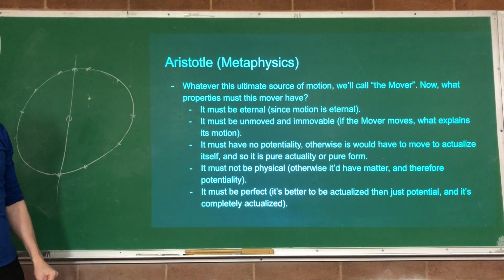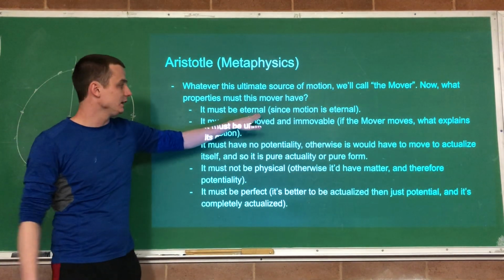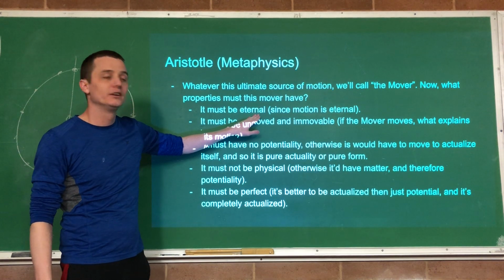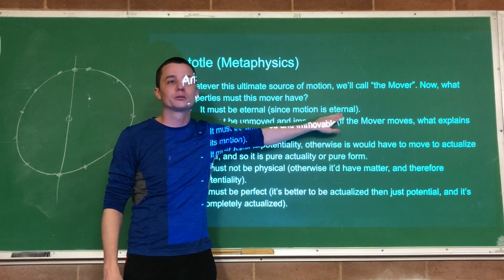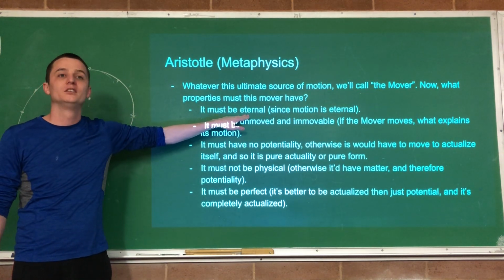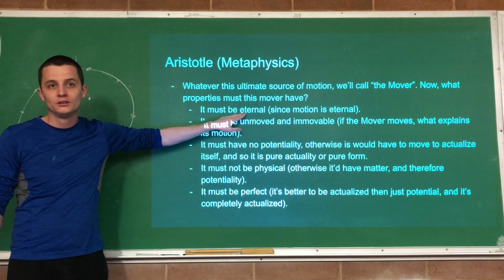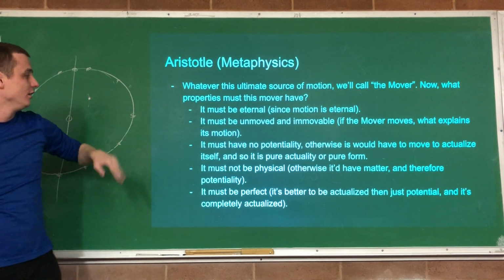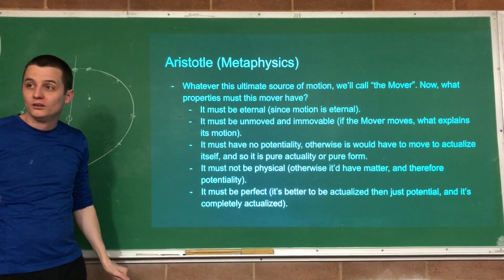Now, what properties must this mover have? First off, it must be eternal in and of itself, since its motion is eternal. Motion is eternal, it's the ultimate source of motion, so it itself has to be eternal. There was never a time without motion. This is the ultimate source of motion, so it itself has to be eternal. Follow that? Okay. It must be unmoved and immovable.